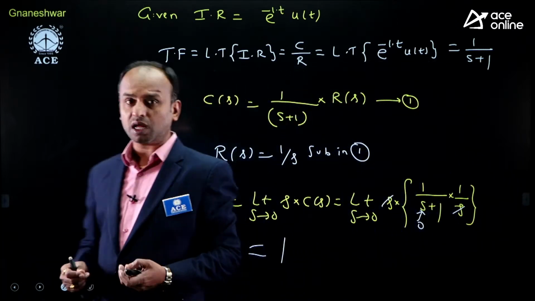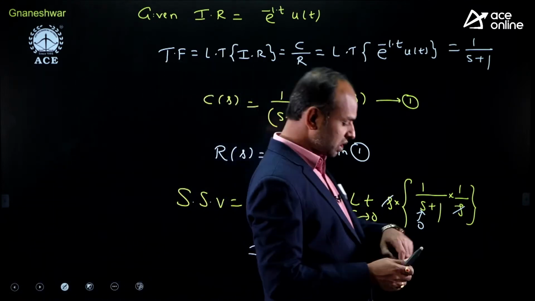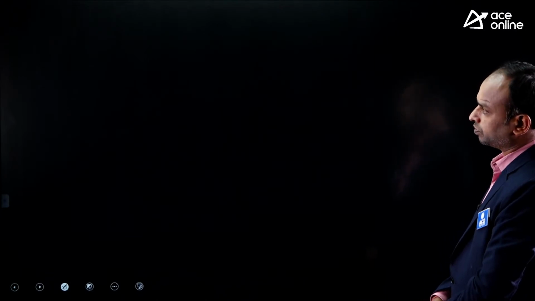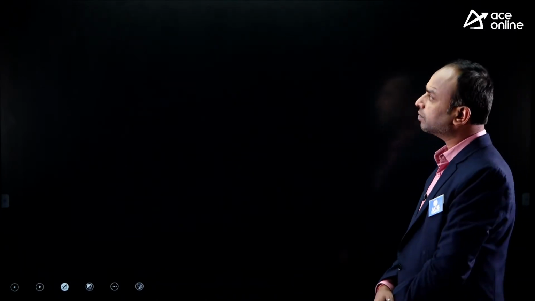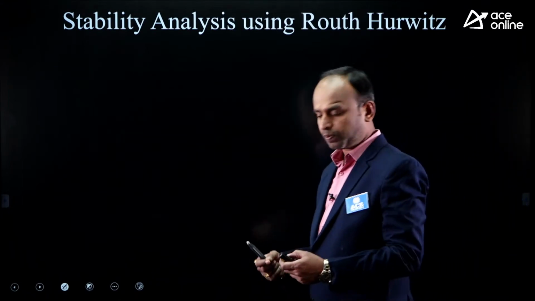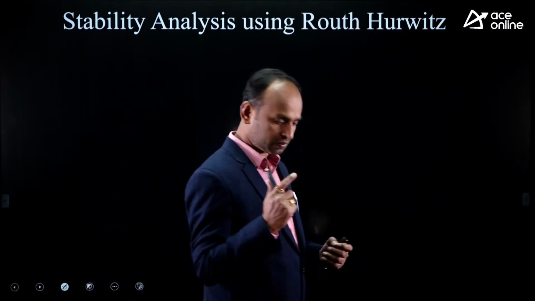And the questions on the delay time, rise time, peak time, percent peak overshoot, those are the questions they are asking here. Next, stability analysis using Routh-Hurwitz. In each and every chapter, there are important concepts, important topics, and questions.